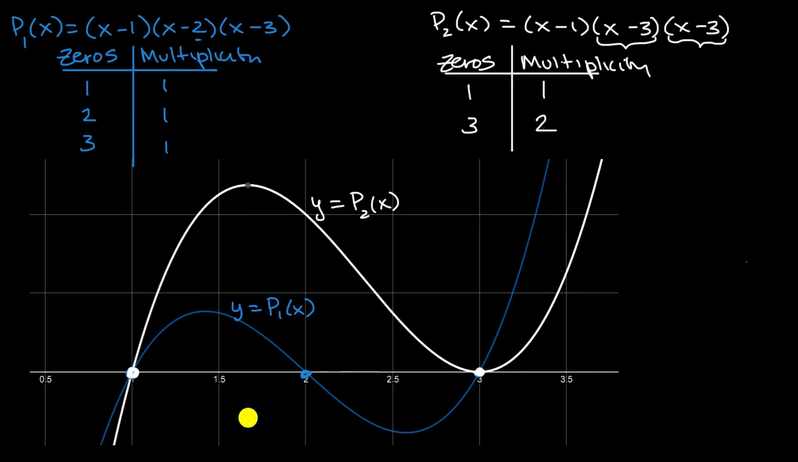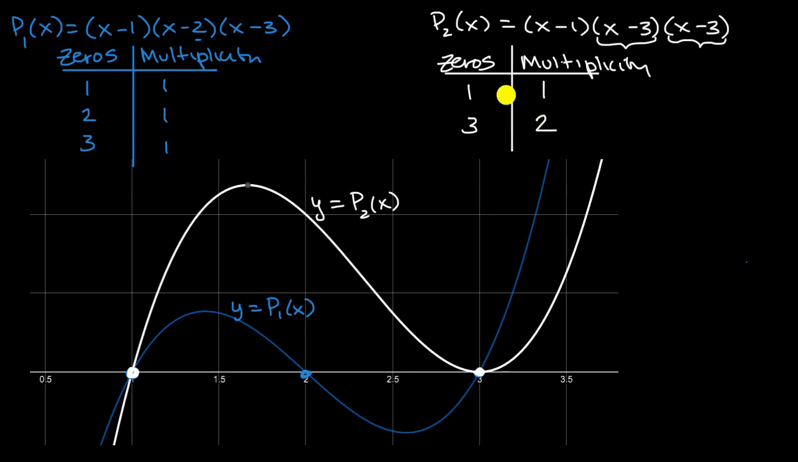And I encourage you to pause this video again and look at the behavior of the graphs, and see if you can see a difference between the behavior of the graph when we have a multiplicity of 1 versus when we have a multiplicity of 2. All right, now let's look through it together. We can look at p1 where all of the zeros have a multiplicity of 1. And you can see every time we have a 0, we are crossing the x-axis. Not only are we intersecting it, but we are crossing it. We're crossing it again, and we're crossing it again. So at all of these, we have a sign change around that 0.